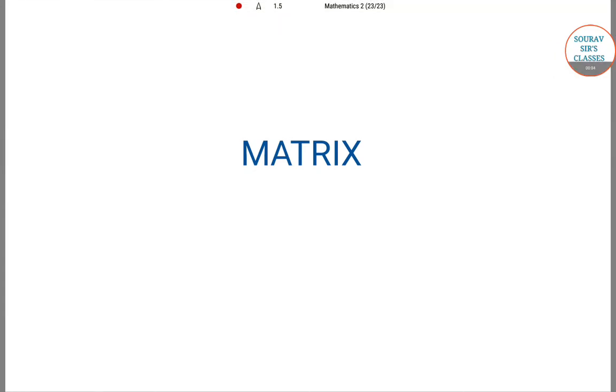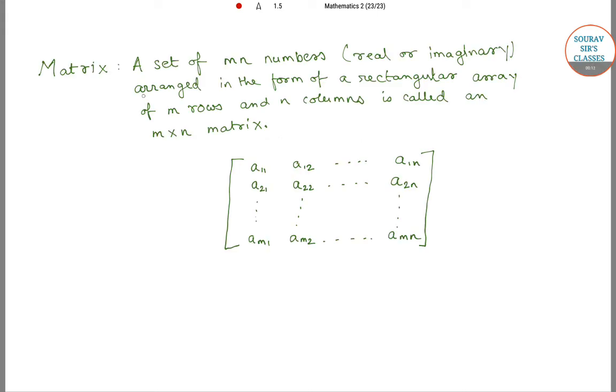The topic of this video is matrix. So let us start with the definition of matrix. Matrix is defined as a set of mn numbers, real or imaginary, that are arranged in the form of a rectangular array of m rows and n columns. And it is called an m by n matrix.